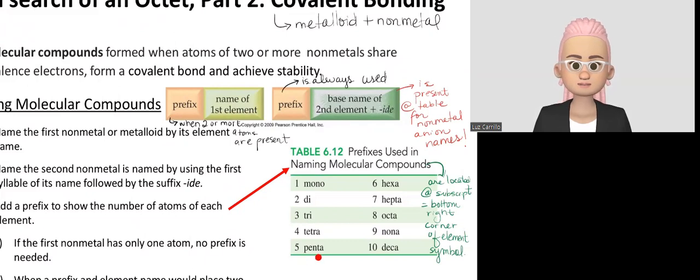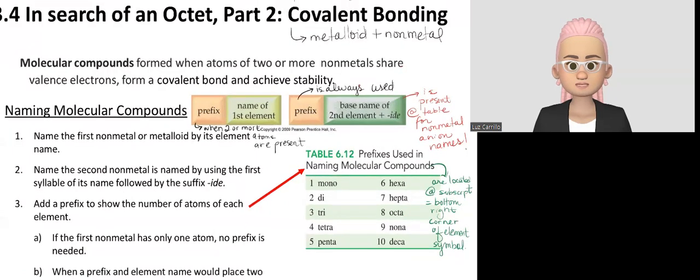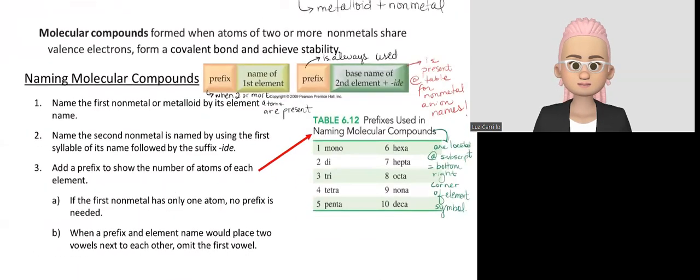Penta, hexa, hepta, octa, nona, and deca. Now, it is important to note that if you have specifically oxide as that second nonmetal, in other words, if you have a compound where the second nonmetal is oxygen, you have to be careful when it comes to the subscript of 1 and then 4 through 10.